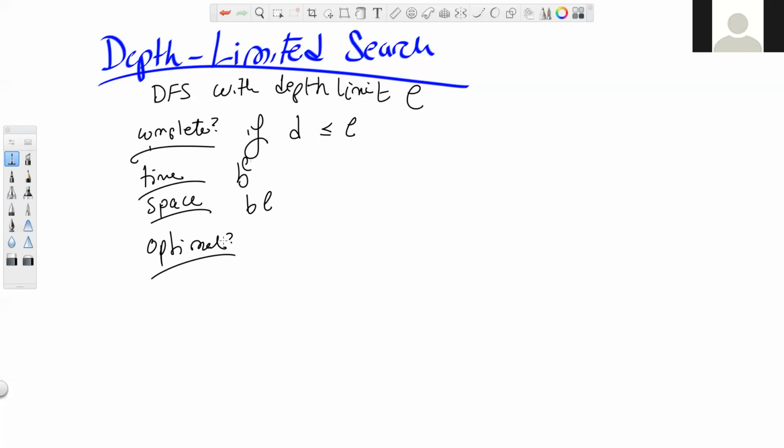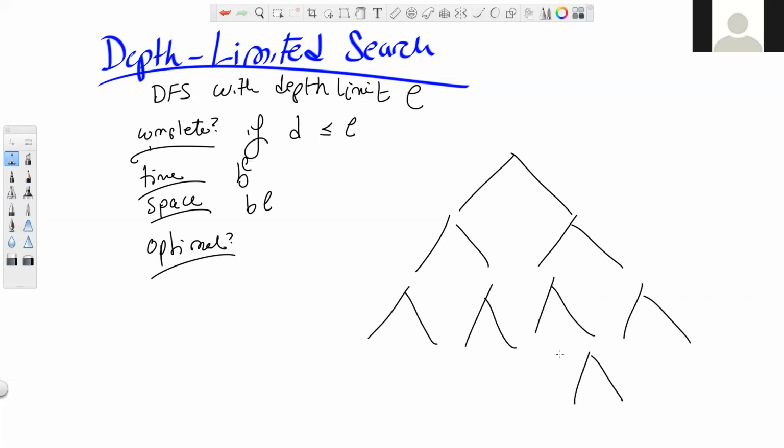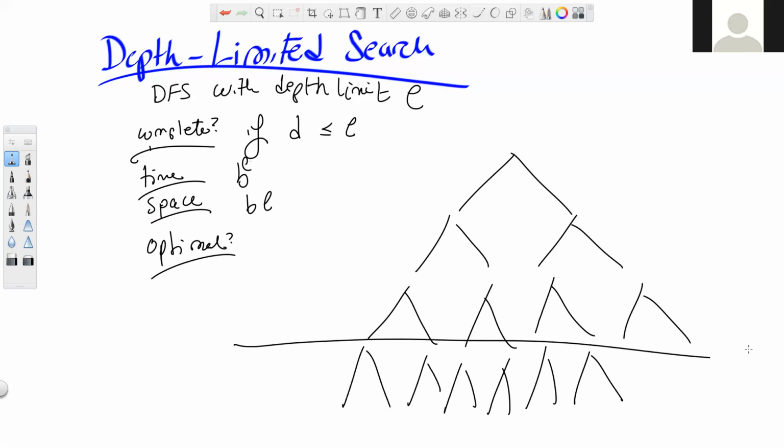Okay, I do have only one answer. I was hoping for more. Let me draw the picture for you. Here it is. Something like this. And you say cut off here, right? So 1, 2, 3, L equals 3. And your solution could be here, right? And there could be another solution there. Okay. So people are saying, no, no, no, I guess not. Right. So it is not optimal. It doesn't give me optimality, but it is safe completeness.